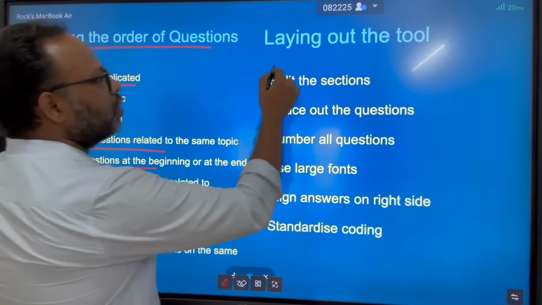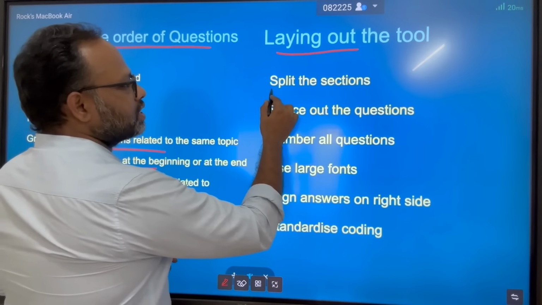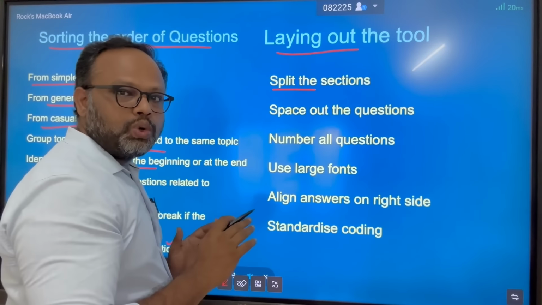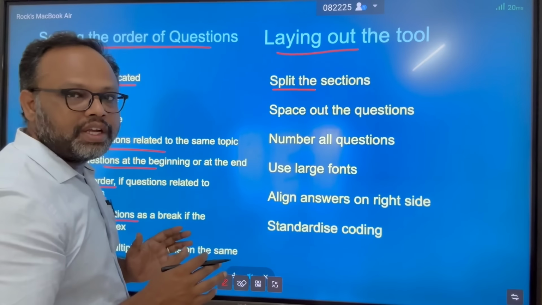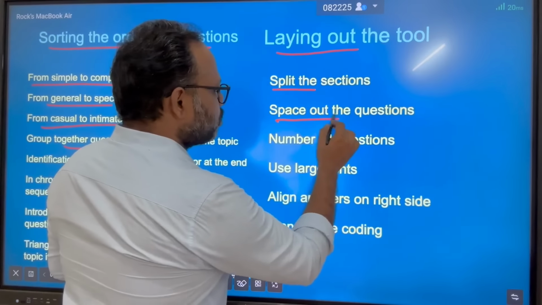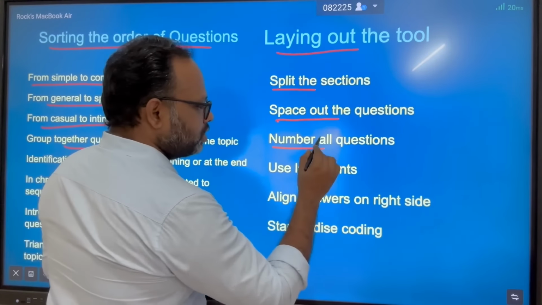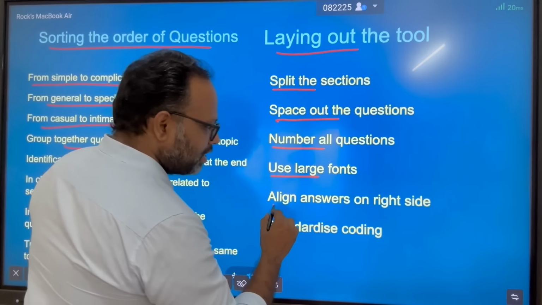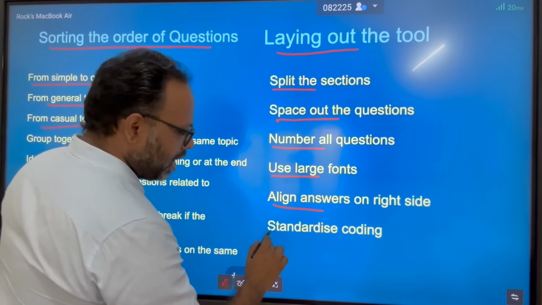Now about laying out the tool, we need to split the sections. Always, instead of presenting it as 20 questions, if we present it as 2 sections of 10 each, questionnaire fatigue will not be there. Then we need to space out the questions and number all the questions. The questions can be presented with large fonts. Then we need to align answers on the right side, and we need to standardize the coding.